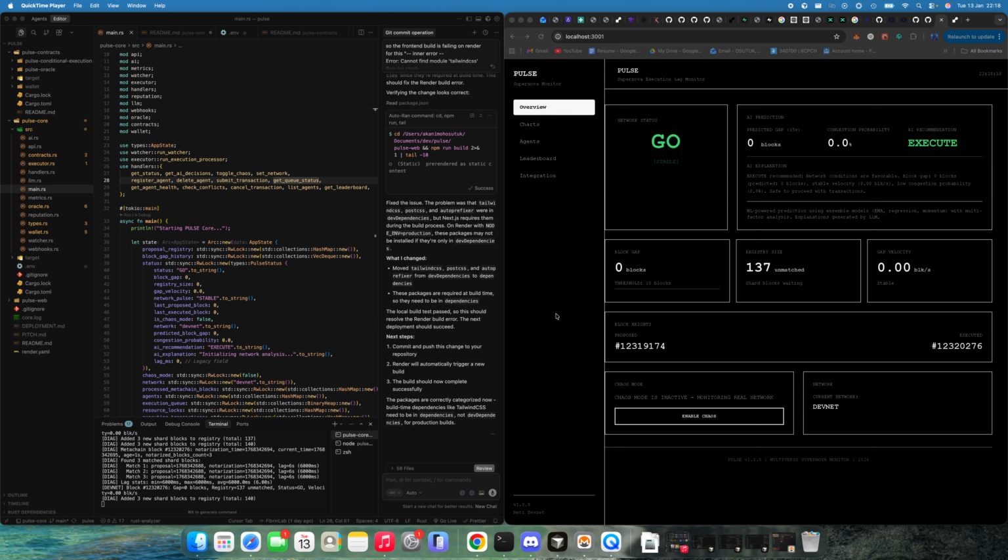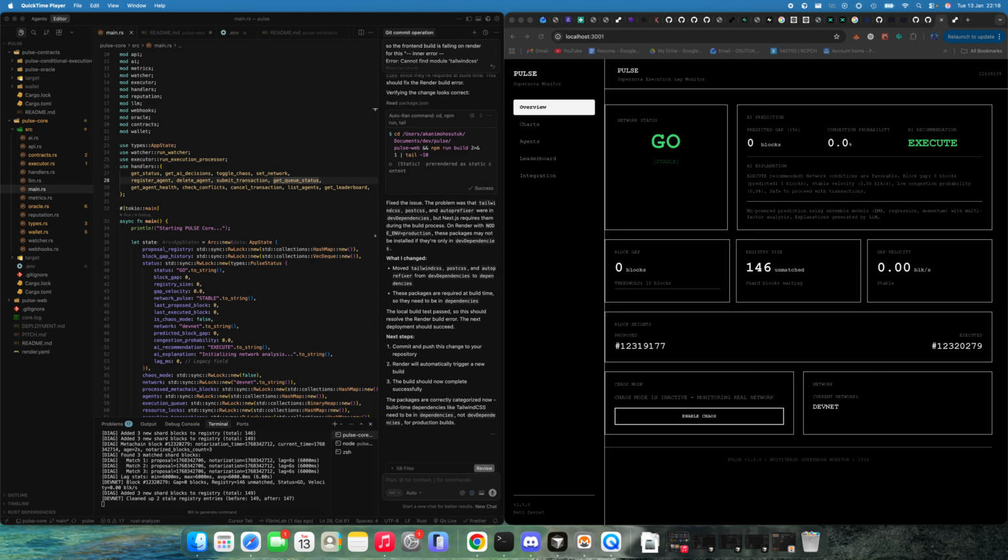So imagine if you've got a trading bot that sees a profitable arbitrage opportunity. It reads the current state and then calculates the trade and then submits a transaction. But by the time the transaction executes, the state has already changed because the bot was reading from a proposed block that hasn't been executed yet. So the solution is Pulse.